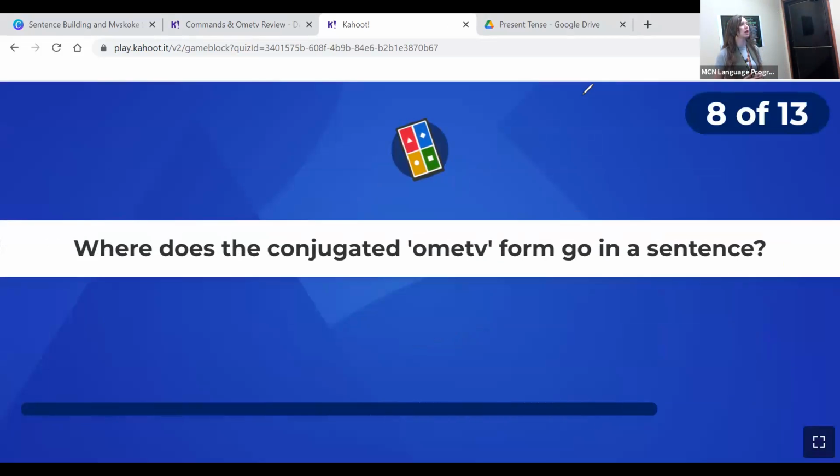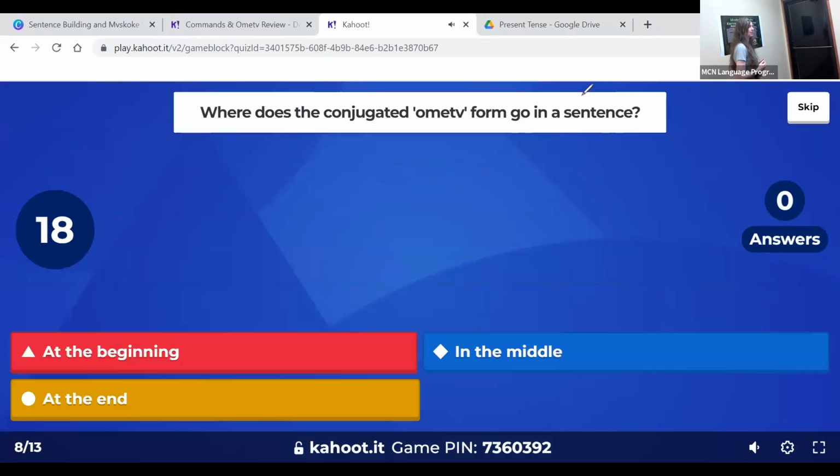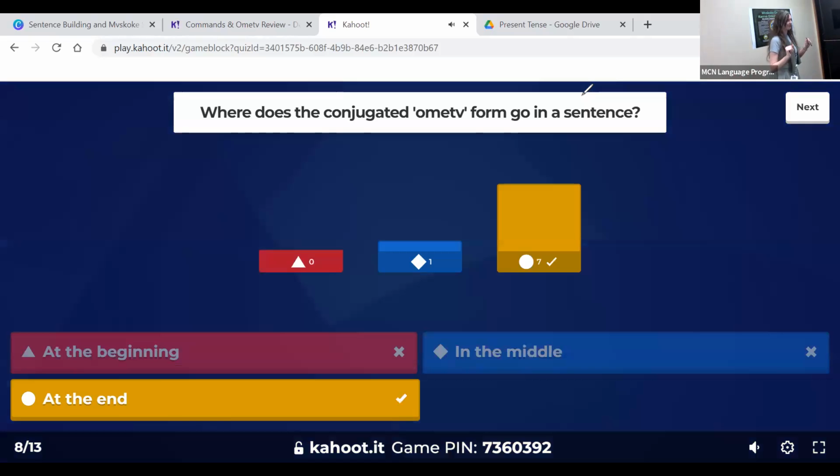Okay, where does the conjugated omada form go in a sentence? Does it go in the beginning, middle, or end? Nice, nice. At the end, because it's subject, object, verb, and omada is a verb, so it's always at the end. Good.